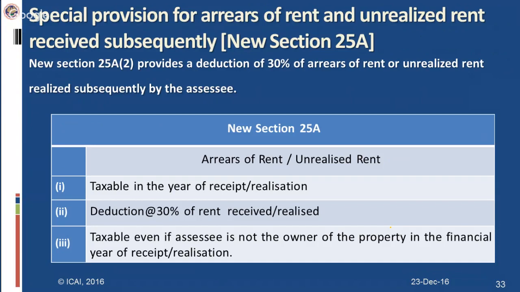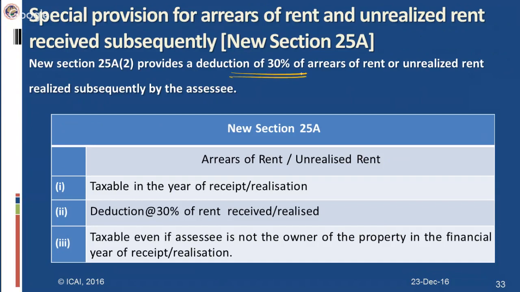In case of arrears of rent, if a person gets the arrears of rent in the previous year, suppose in the previous year 16-17, then that amount will be taxable in that year, even if the assessee is not the owner of the house property. In the year in which such amount is received, whether in the form of arrears of rent or whether he realized some unrealized rent, both amounts will be taxable in the year in which the assessee received them, whether he is the owner of that property or not, as provided in section 25A. From that amount, a deduction of 30% is available. Here, you have to check that this deduction of 30% is not provided in section 24.